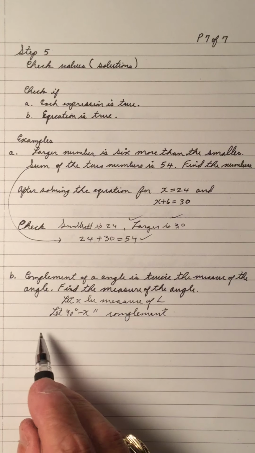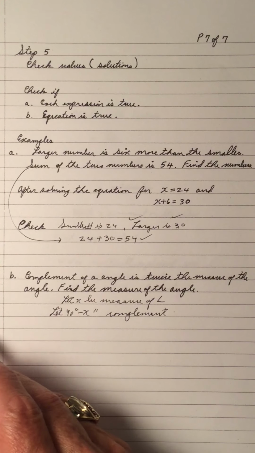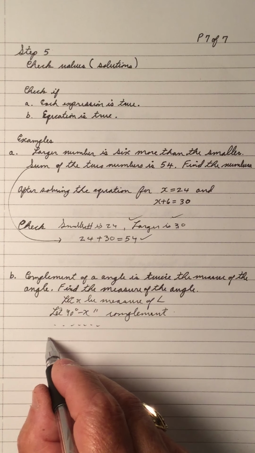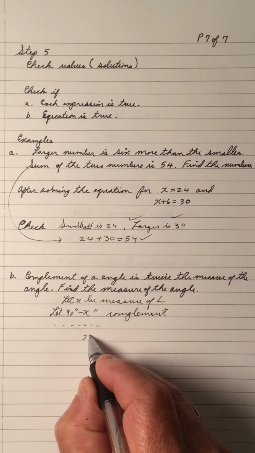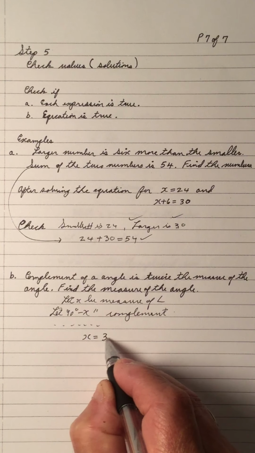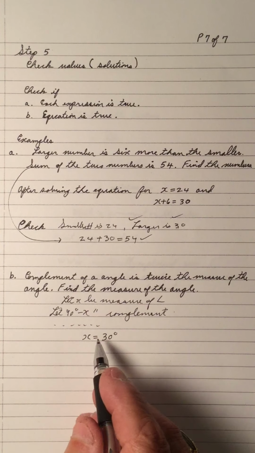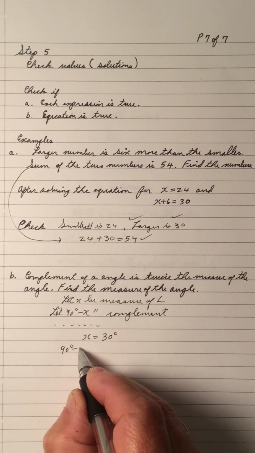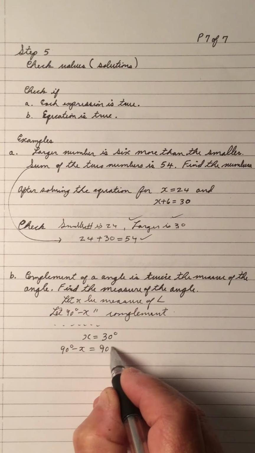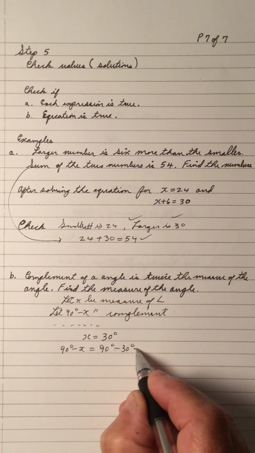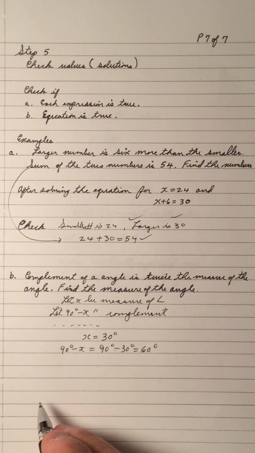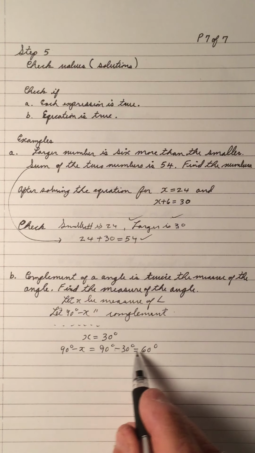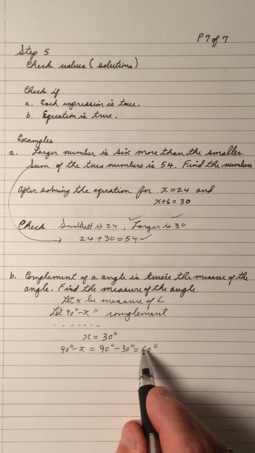And when you write out the equation, let's pretend that you solve it out, and you come up with x equals 30. X is the measure, so the measure of the angle is 30. 90 minus x is 90 minus 30. So you come up with the complement as 60. So whatever you get for x, you're going to work out the complement correctly. So we have to check to see if these two answers are okay.